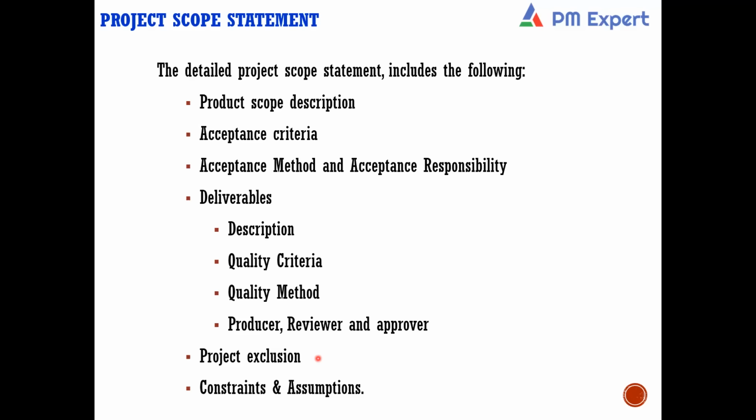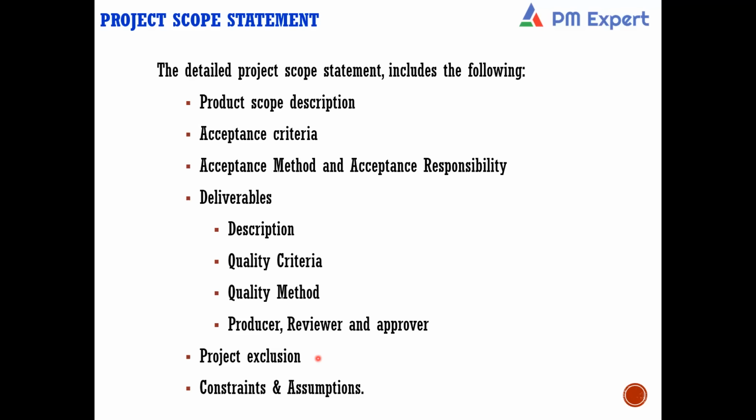Now, suppose this is a scope statement of Maruti, and Maruti will reach this scope statement after multiple steps. Is that okay? Right. And Maruti will not be giving this scope statement to a customer like Accenture, in general. There will be multiple steps involved.